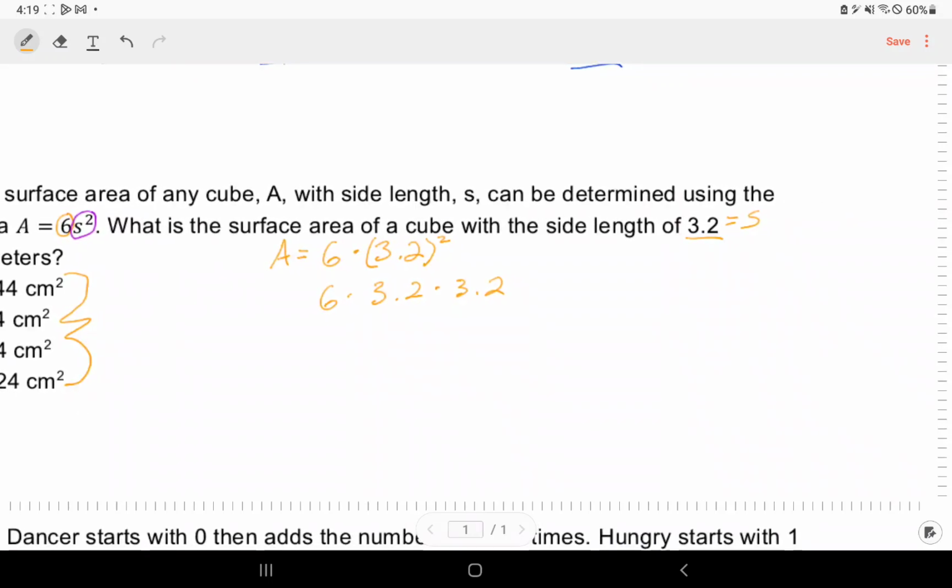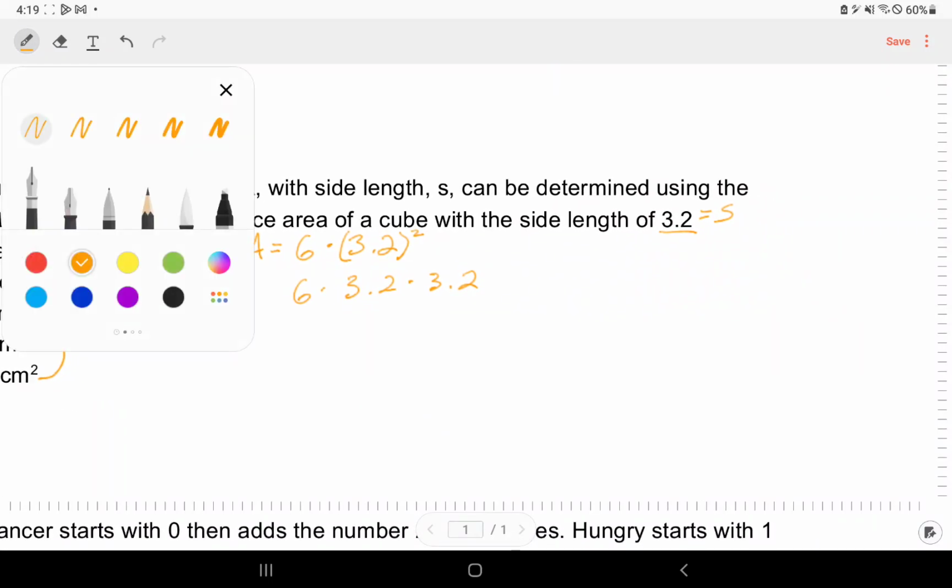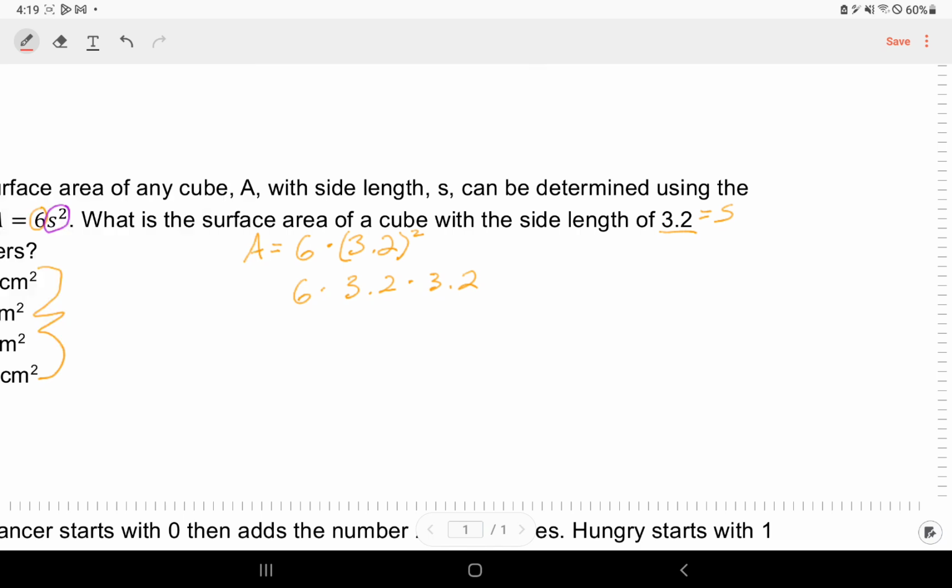Now, because of the exponents, well, let me rephrase that. Exponents come first, so we do 3.2 times 3.2. Because it's all multiplication, it really doesn't matter which order we multiply in. Because they're decimals, it's probably easier to multiply those first and then multiply by the 6. So that's what I'm going to do.